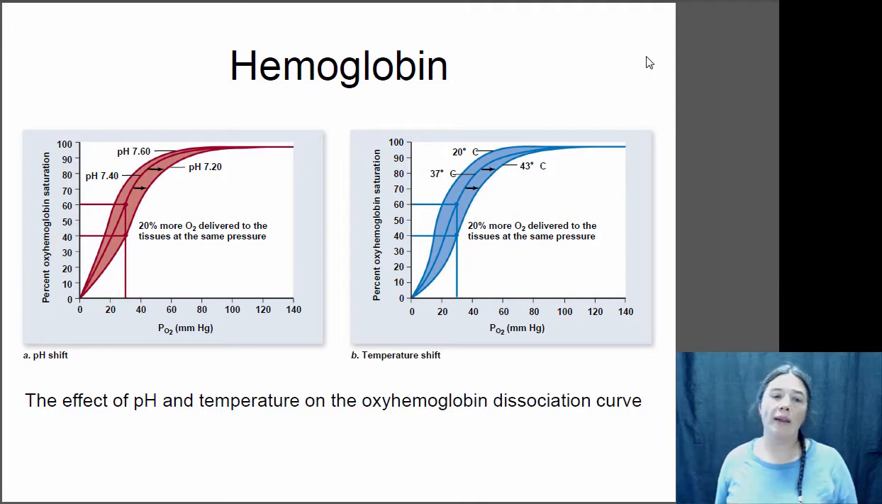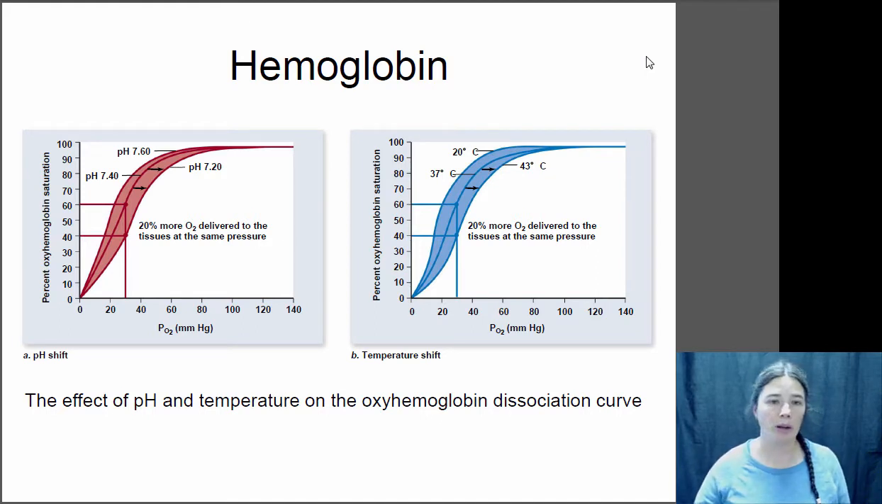Also, when the pH of the muscles goes down, it'll also release oxygen more easily. And that's because if you think about it, when your muscles are working hard, they're using oxygen, they're producing carbon dioxide. Carbon dioxide is weakly acidic. So if your muscles are slightly acidic, they have a lower pH, then they probably need more oxygen because they're probably working hard. So again, the hemoglobin releases more oxygen in that scenario than when the pH is higher.